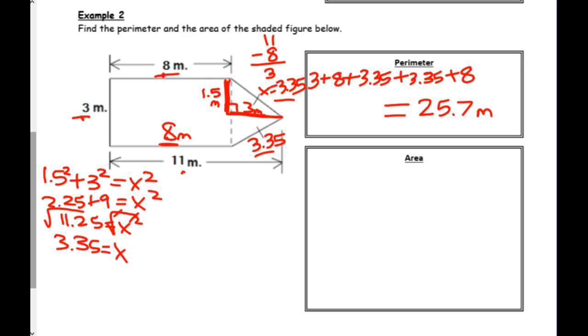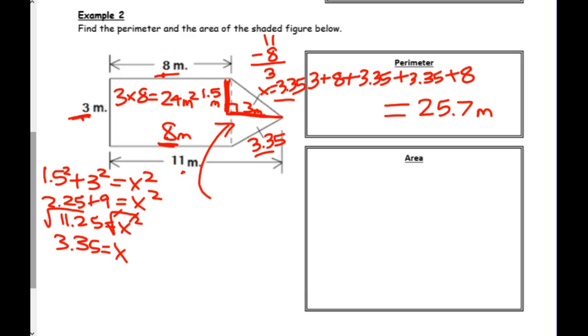Now, last but not least, we're going to do area. So if my rectangle is 3 and 8, 3 times 8 is what? Okay, 24 meters squared. And then for this triangle, how do I find the area of a triangle? Base times height divided by 2, right?